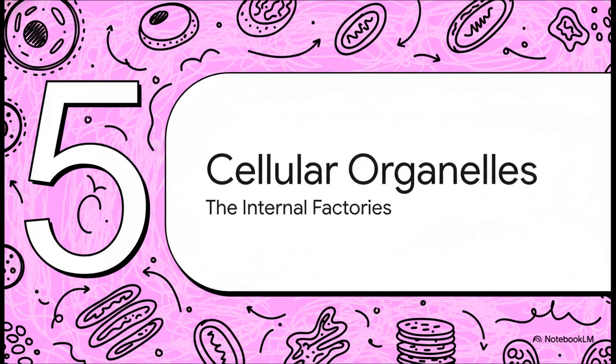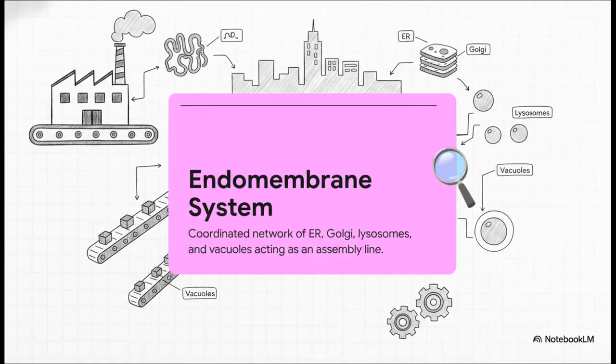Which brings us to Section 5. The cellular city organelles. Let's dive straight into the cytoplasm. This is the watery arena inside the cell where all the magic actually happens. Within this bustling city, there's a highly coordinated network called the endomembrane system.